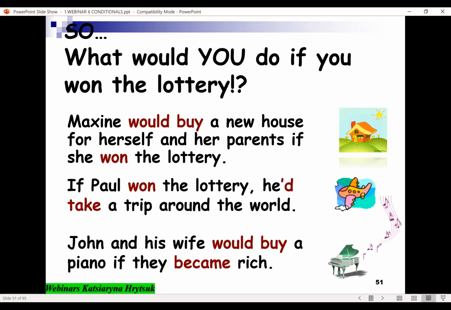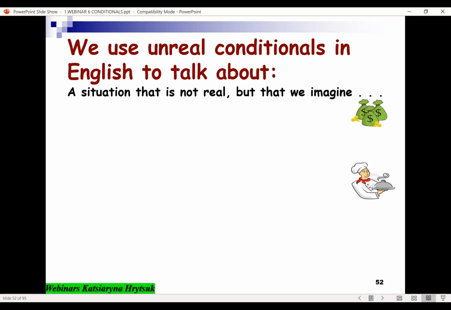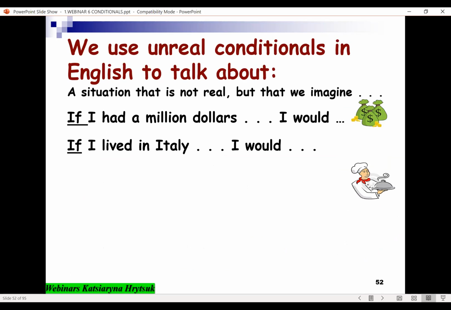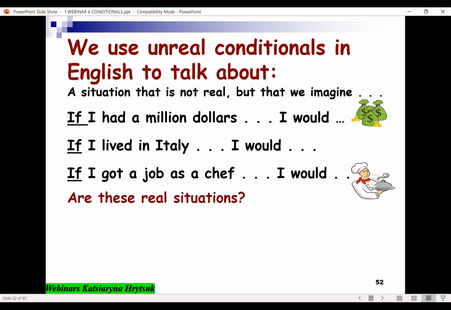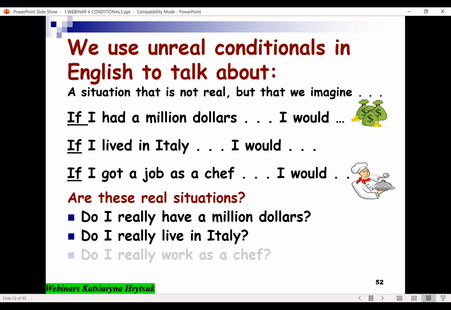So these are conditional number 2. Let me explain. A situation that is not real, that we imagine. If I had, I would. If I lived, past simple, I would. If I got a job as a chef, I would. Are these real situations? Do I really have $1 million? Do I really live in Italy? Do I really work as a chef? No. So we imagine this situation. Please remember this explanation. It's very, very important.